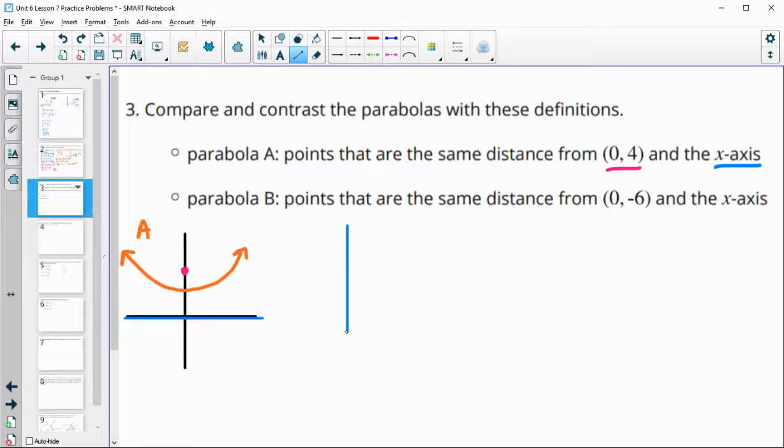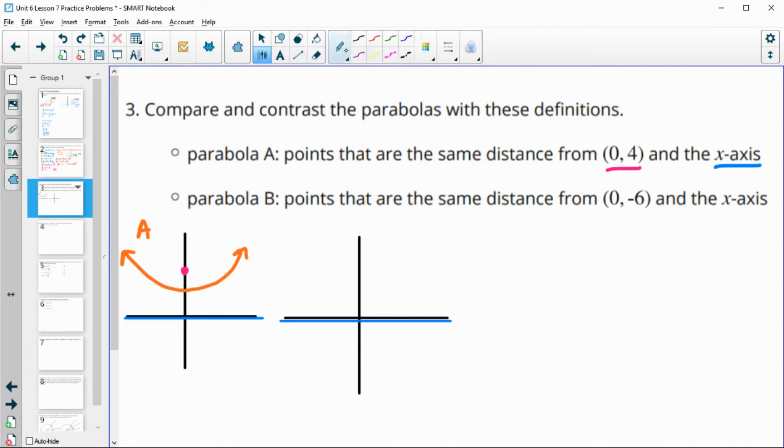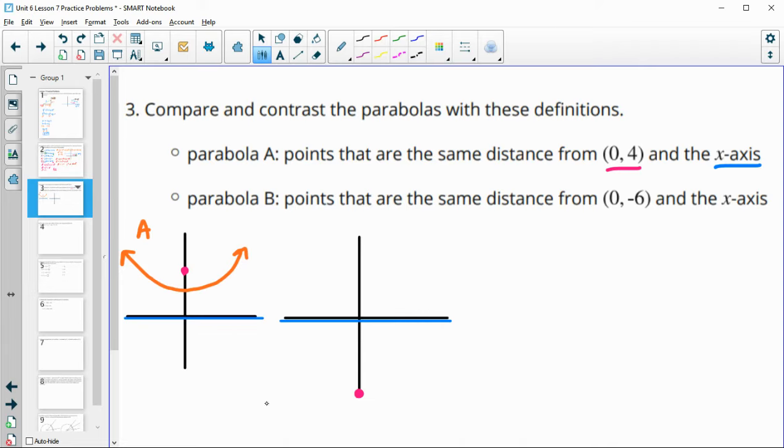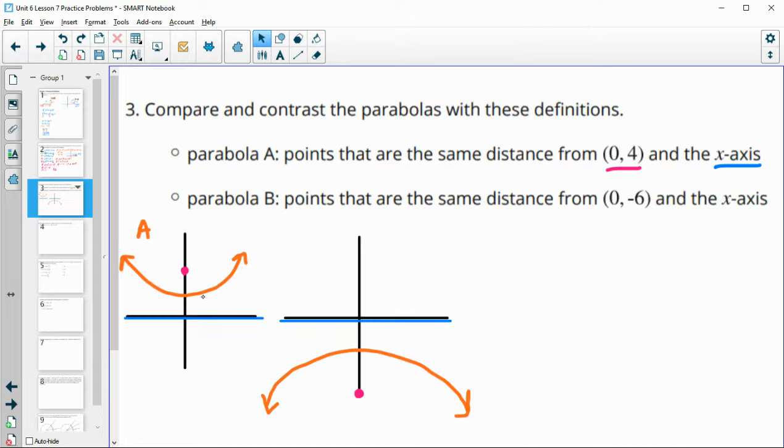Then parabola B is the points that are the same distance from the point 0, -6, and the x-axis. So the x-axis is again the directrix. The focus is at the point 0, -6. So then our parabola would go through there. And so this parabola is going to open downward since the focus is below the directrix. And so this is parabola B.